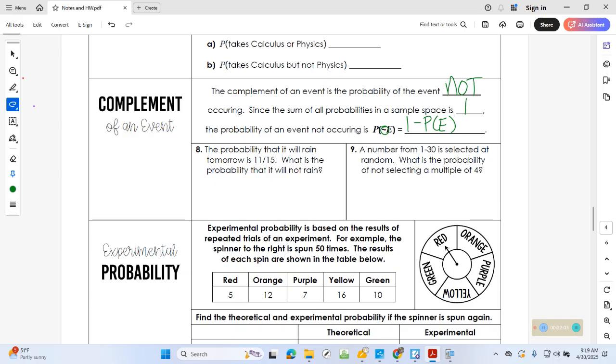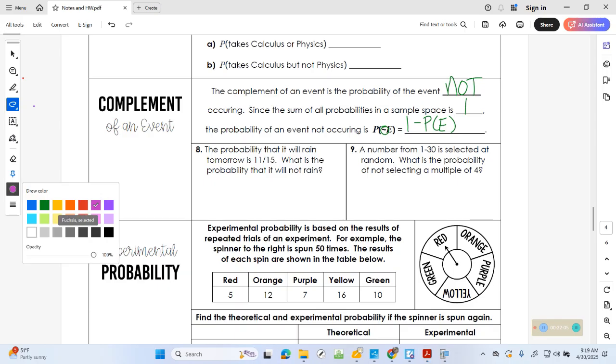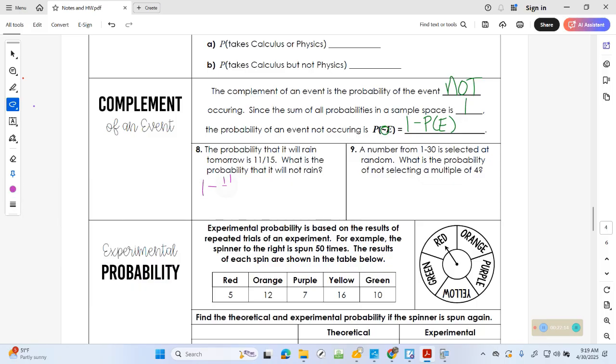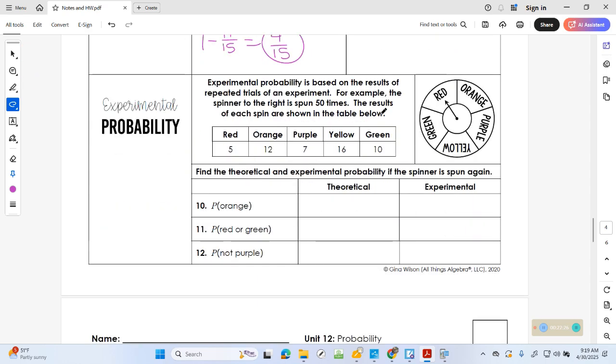Okay, this is easy. Let's just do a couple of these. The probability of rain tomorrow is 11 out of 15. What's the probability it will not rain? Yeah, you just subtract it, right? I don't know why I'm writing work. You can just do that in your head. Okay. All right. I don't think we really need to do any more of those. Let's do the bottom ones and be done, so you can get your homework done in class.